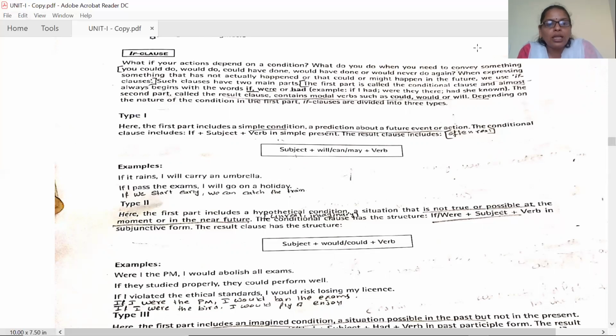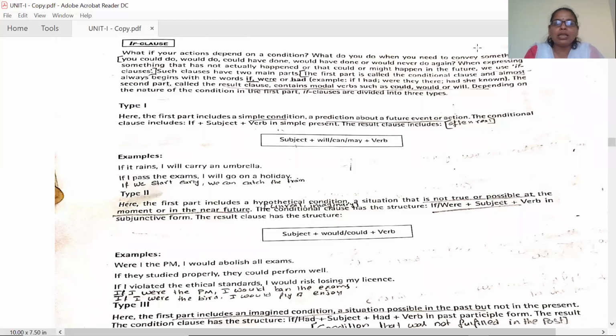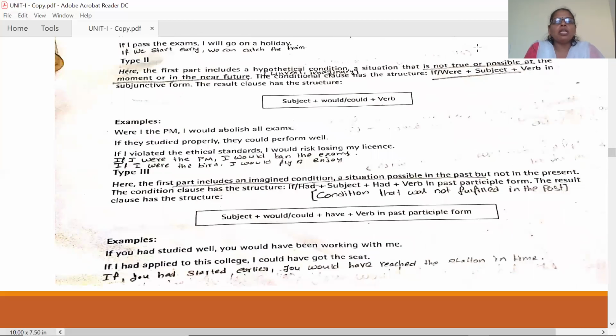Hypothetical means unreal. If they studied properly, they could perform well. Then, if I violated the ethical standards, I would risk losing my license. All these may not be true or possible at the moment or in the near future. That is, when you are talking about hypothetical, unreal conditions, you can take help of type 2.